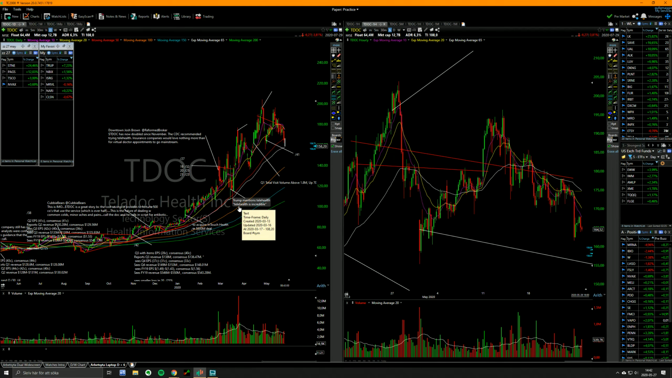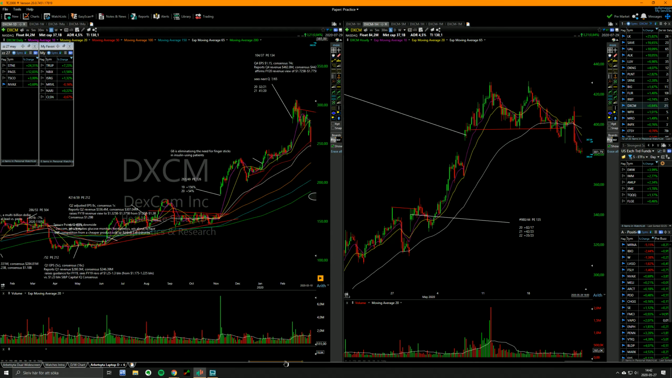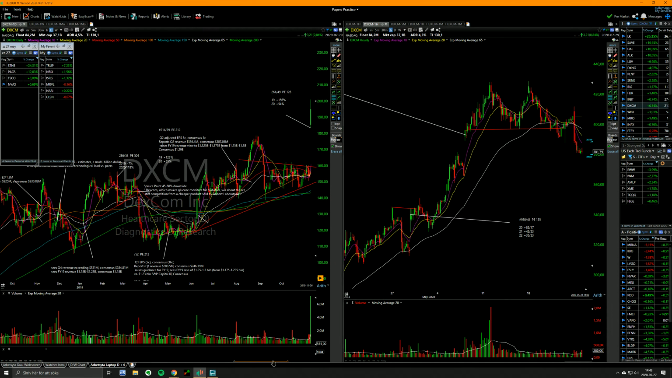Another example would be DXCM. This is another one I traded. Very similar chart. You wait for a long range break. It needs to gap up on good earnings, beat the analyst estimates, and have good growth numbers.